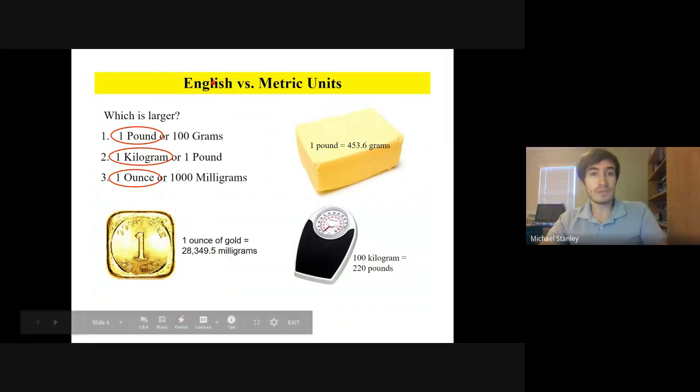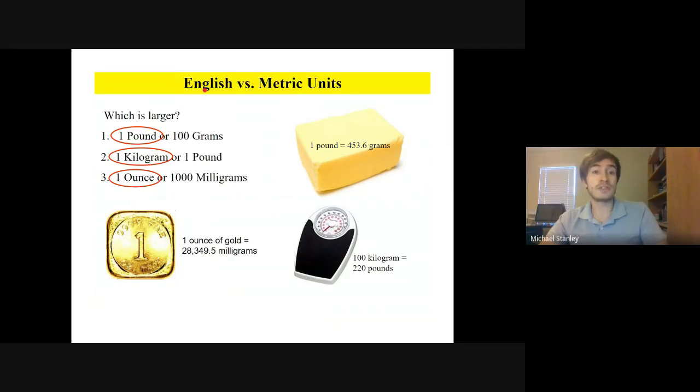So again, if we think about English American weights, we have pounds and ounces, right? Those are kind of the main ways that we measure how heavy something is. If we went up to really, really big, we could have things like tons, right? So there's 2,000 pounds in a ton.